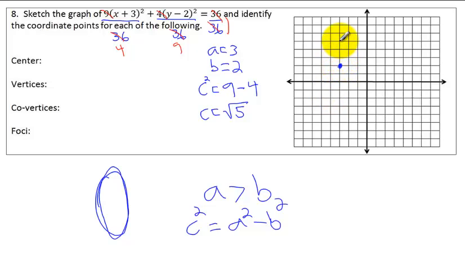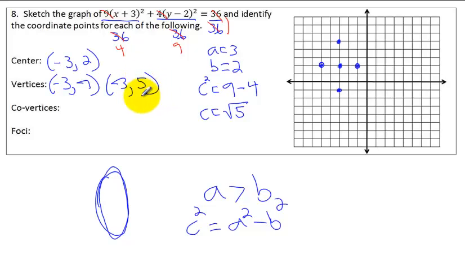So the A value, 1, 2, 3, goes up here. 1, 2, 3. Oops, 1, 2, 3. Yep, that's right, down here. And then the B value is 2, so we'll go right 2 and left 2. Okay, so that's helping us out here. Our center is -3 and 2. Our vertices are A away from the middle, so we're going to go from this point up 3 and from this point down 3. So let's do the down 3 first: -3, comma, -1. And then the other one was -3, comma, add 3, you get 5.